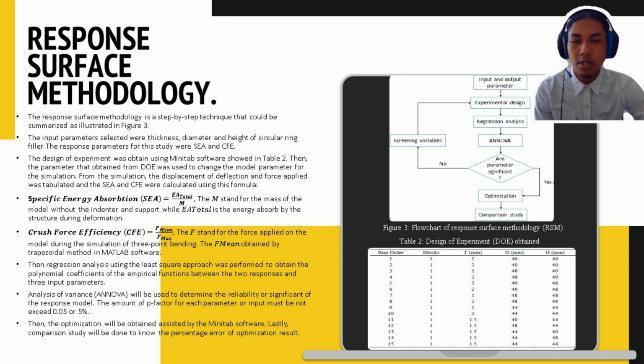Crush force efficiency, CFE. The F stands for the force applied on the model during the simulation of the 3-point bending. The F mean obtained by trapezoidal method in MATLAB software. Then, regression analysis using the least square approach was performed to obtain the polynomial coefficient of the empirical function between the 2 responses and 3 input parameters. Then, the optimization will be obtained assisted by Minitab software. Lastly, comparison study will be done to know the percentage error of the optimization result.